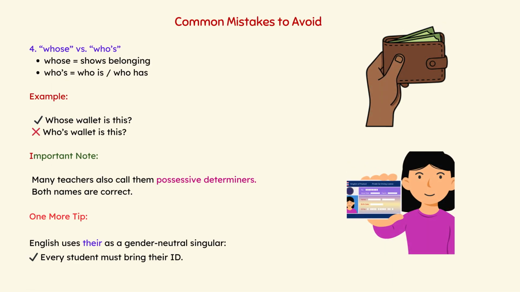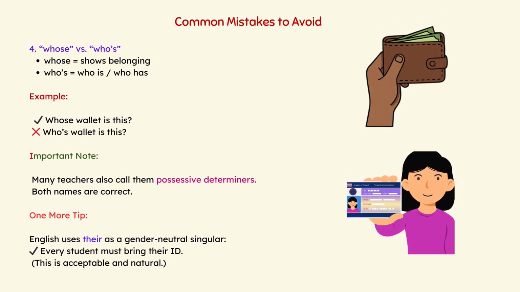Now, let's look at one more common mistake. Whose and who's. Whose shows belonging. Who's means who is or who has. For example, whose wallet is this? Correct. Who's wallet is this? Incorrect. Always remember, if you can replace it with who is or who has, then who's is correct. If not, you should use whose.